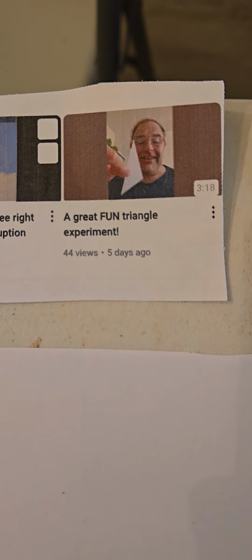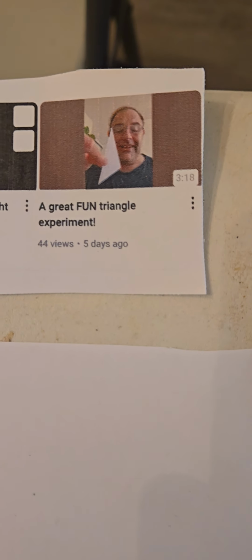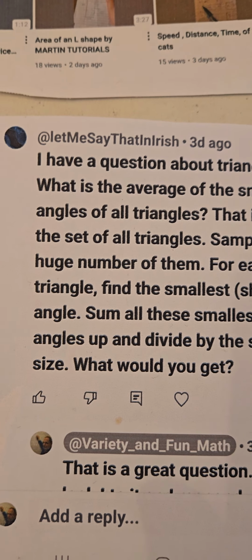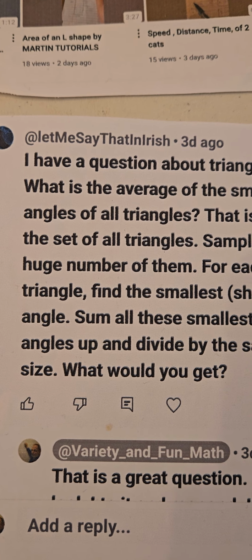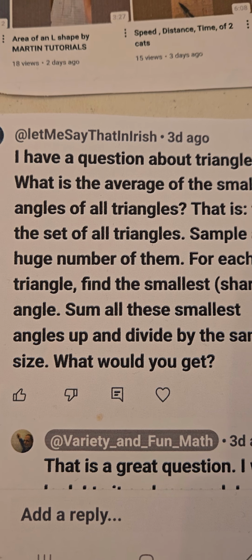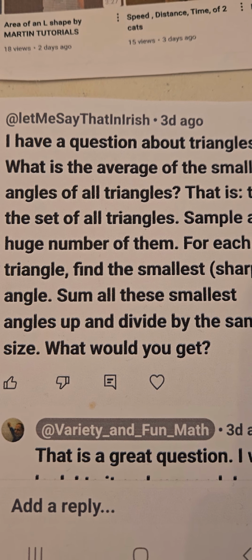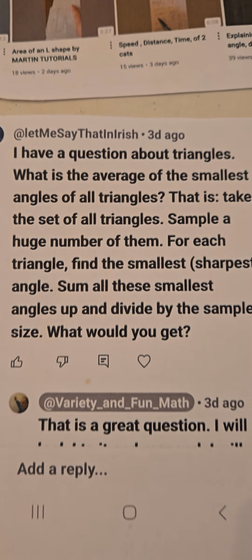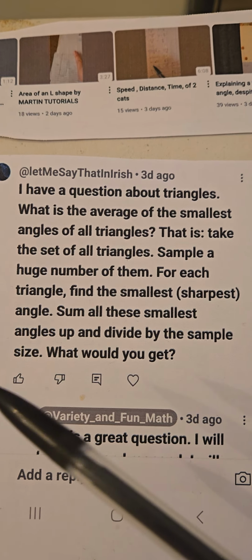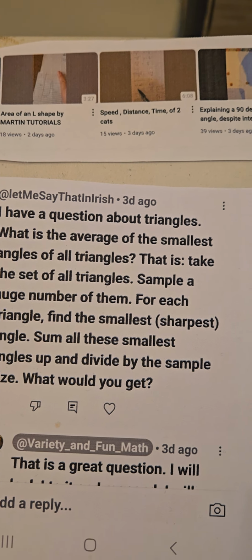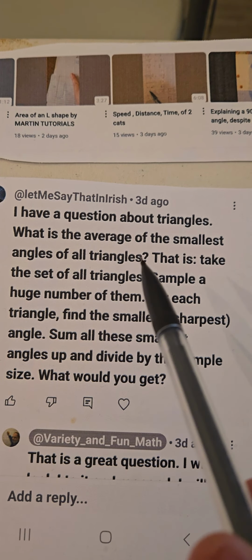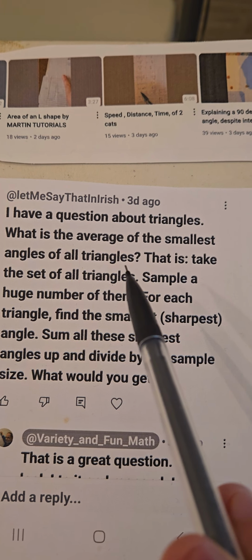I showed a fun experiment with paper, and among the people who saw it in the comments section was a viewer with the username Let Me Say That in Irish. And he had a great question. I'll quickly read it. I have a question about triangles. What is the average of the smallest angles of all triangles?